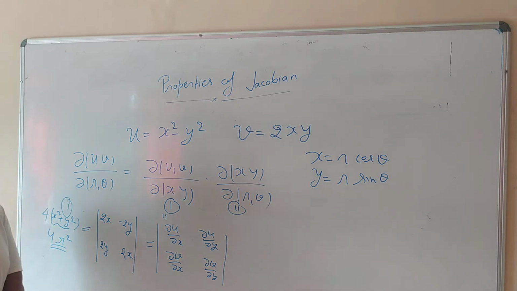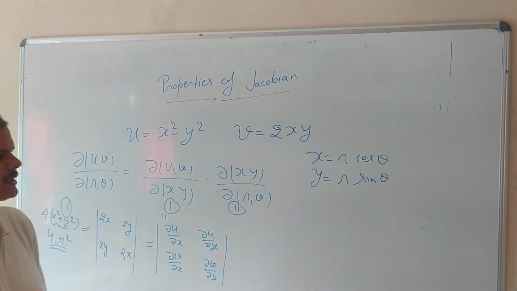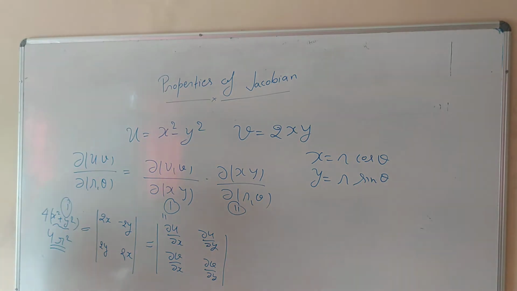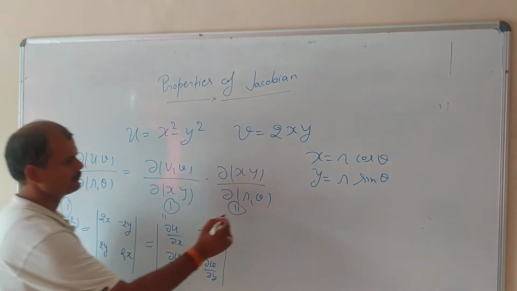plus r square sin square theta. If you take r square common, sin square theta plus cos square theta equals 1. So the first Jacobian we got is 4r square. Let us see the second one.